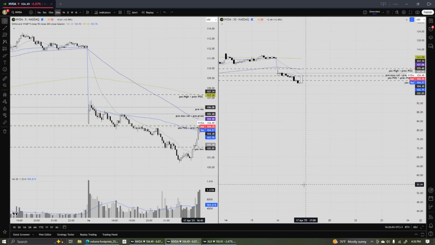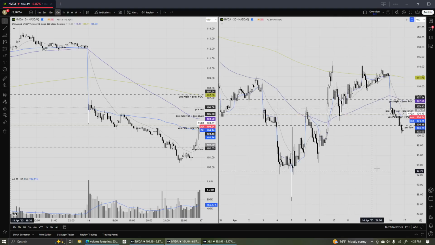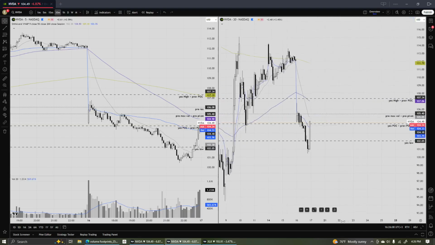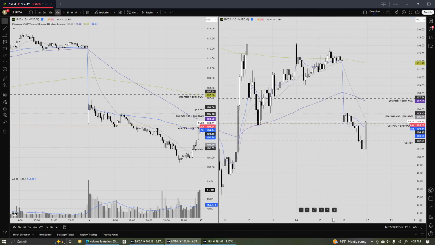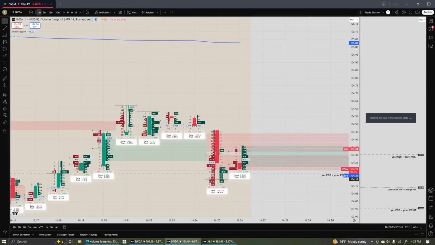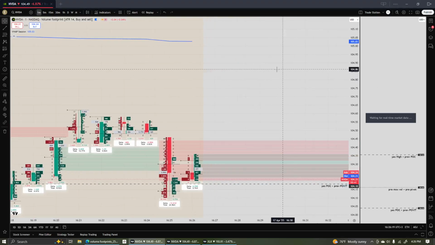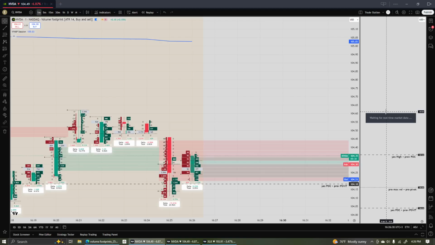I'll keep a 30-minute chart open just in case I see some activity that feels weird to my eyes. So I'm purely going to be watching NVIDIA today: 5 minute, 30 minute, volume footprint 1 minute, and the time and sales. I filtered it to only show me orders above 10,000. Nothing below that. It's 4:26.